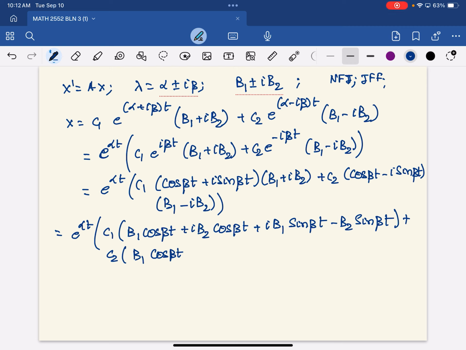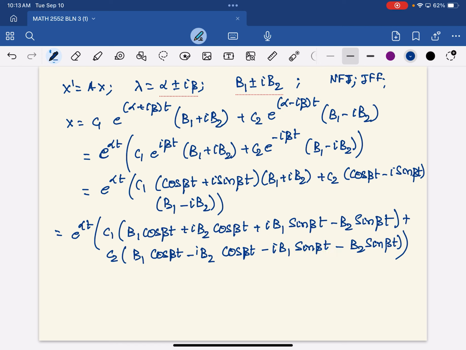Oh, I should not have used C1 and C2, but it's okay. I don't want to erase it now. Cosine beta t times negative iB2 is negative iB2 cosine beta t. Then negative i sine, this will give me negative iB1 sine beta t. Right? Are you with me? Negative times negative is positive. i times i is i squared, which is negative 1. Negative B2 sine beta t. How nice.